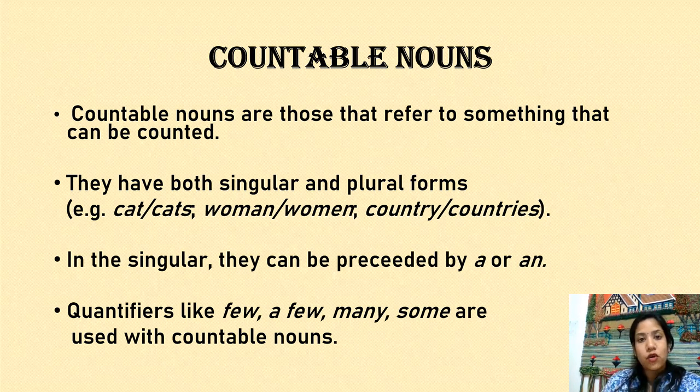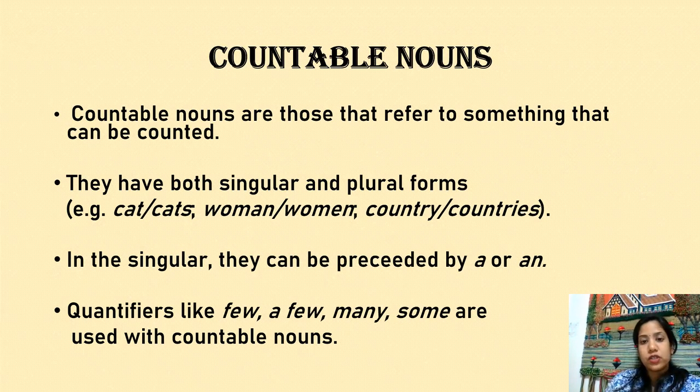Now in singular form, these countable nouns can be preceded by a or an. For example, we can say an elephant is causing destruction in the village. Or we can say a boy is standing at the gate. So like this, we have singular forms of countable nouns which can be preceded with a or an.